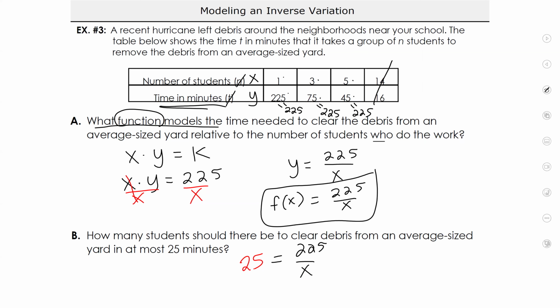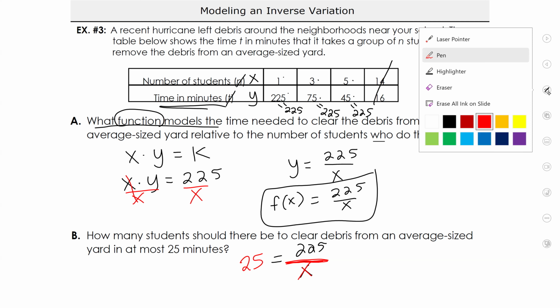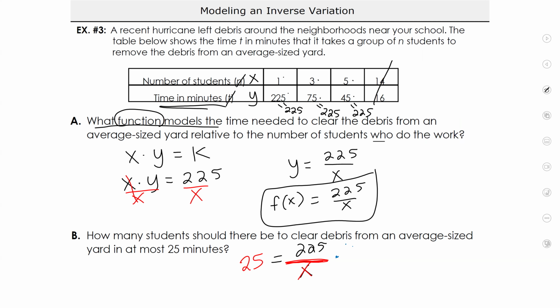All right, guys. We want x by itself. You see how this is being divided by x? What's the opposite of dividing by x? So go ahead and multiply both sides by x. Now it's not in the denominator. It's kind of weird having x in the denominator. Guys, what's 25 times x? Just 25x. And 225. Now what do I do to get x by itself? Yep, divide by 25.